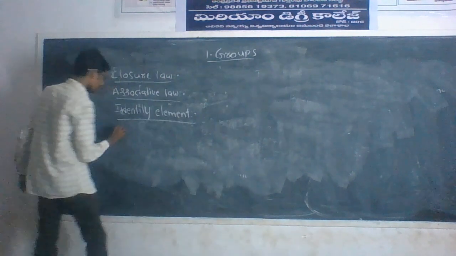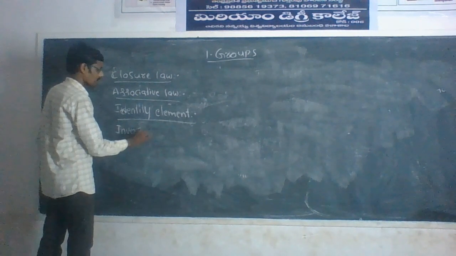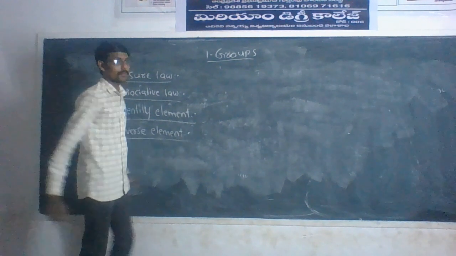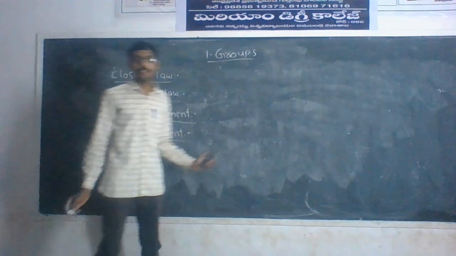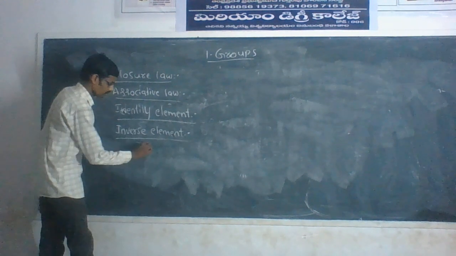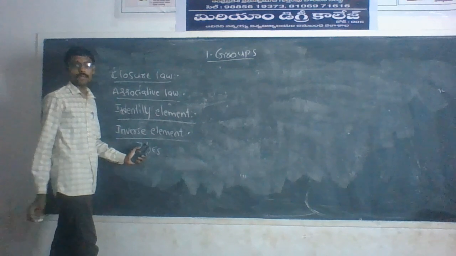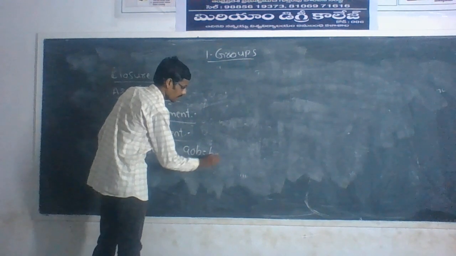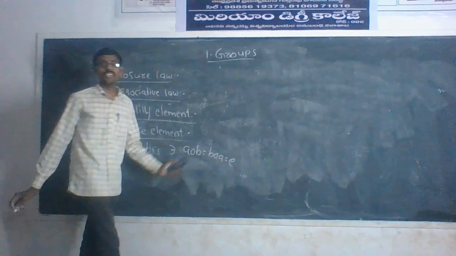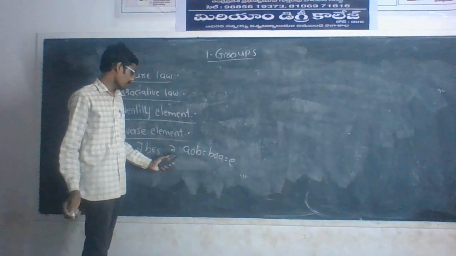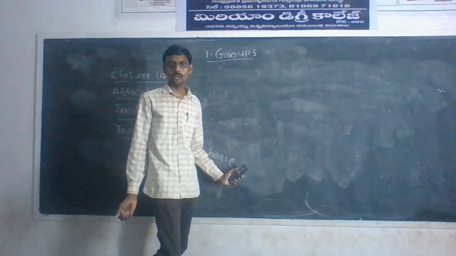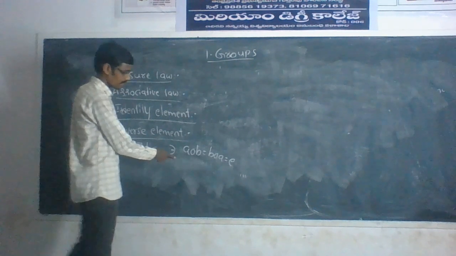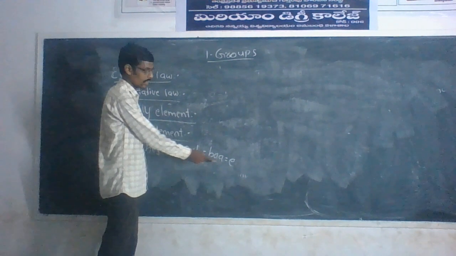Next, inverse element, or existence of inverse. Let S be a non-empty set and circle be a binary operation on S. There exists B belonging to S such that A circle B is equal to B circle A is equal to E, where E is the identity element.